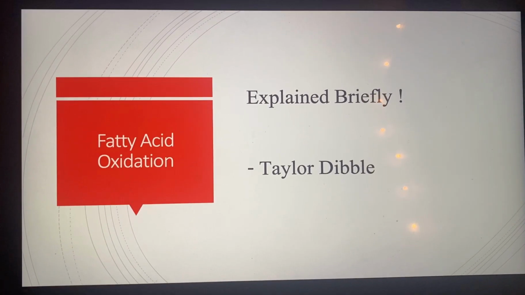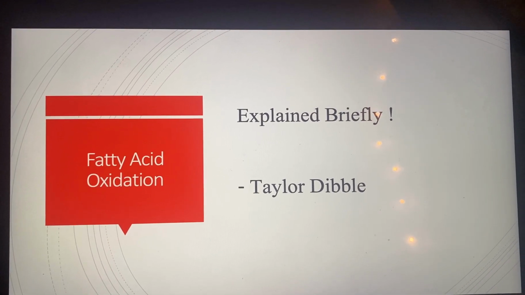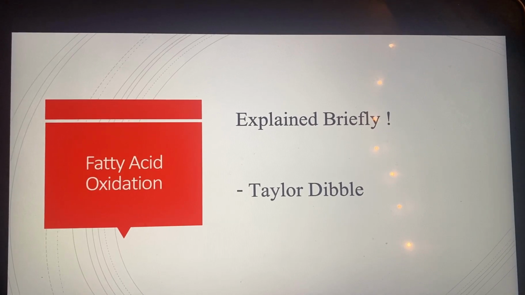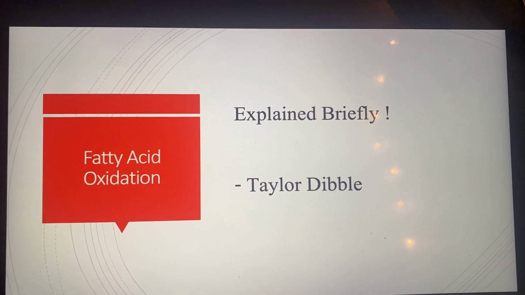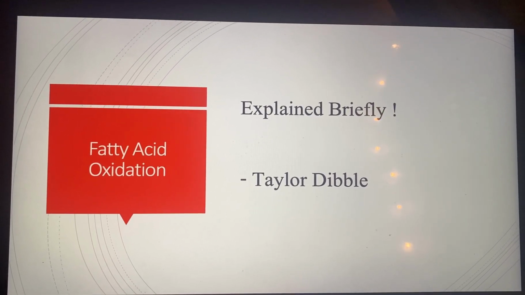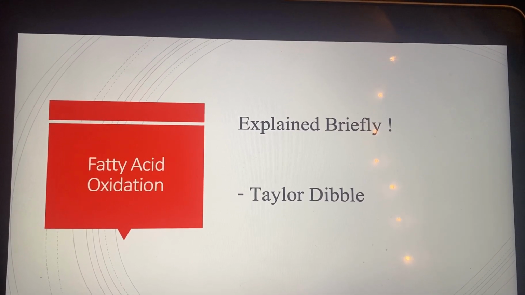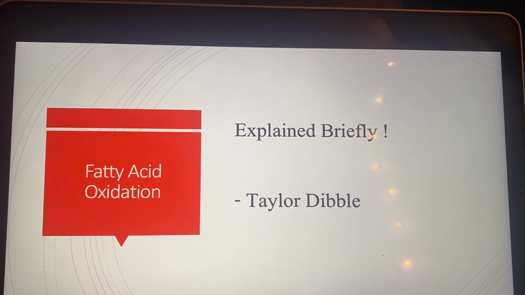Fatty acid oxidation explained briefly. Fatty acid oxidation is the mitochondrial aerobic process of breaking down a fatty acid into acetyl-CoA units. These acetyl-CoA units then move into the citric acid cycle. Other products from fatty acid oxidation include NADH and FADH, which are utilized in the electron transport chain.